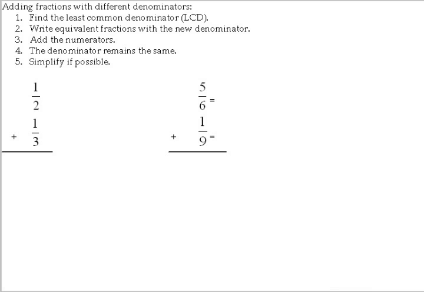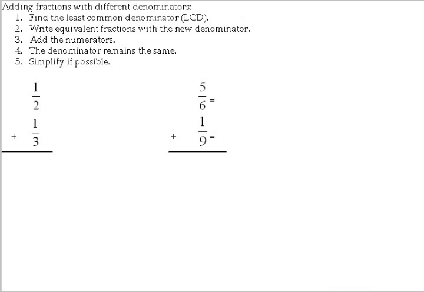The steps that we need to follow are listed here. First, we need to find the least common denominator, or LCD. Then we write equivalent fractions with the new denominator. We add the numerators. The denominator remains the same. And then last but not least, we have to simplify or reduce the fraction if possible.